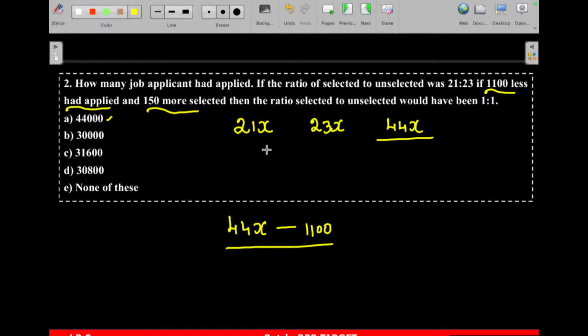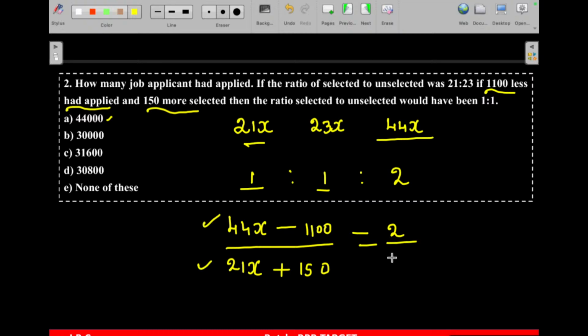Which number do I have to take? 21. 21x members are initially selected. Now 150 more members are selected, so plus 150. Then the ratio changes. What happened to the ratio? 1:1 selected to unselected, which means selected is 1 part, unselected is 1 part, so applied will be 2 parts. Yes or no? Now applied I compare with the 2 parts, and selected I apply for 1 part. Now solve that equation, you will get the x value.